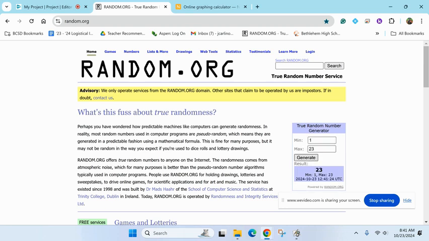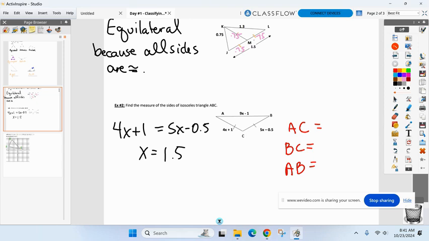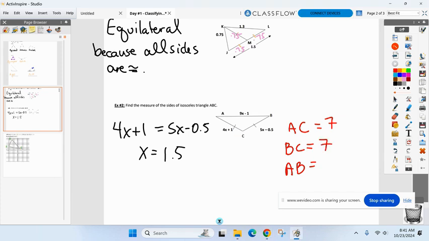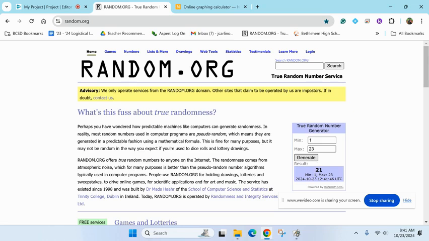Where am I going here? Rahan, AC when you have it? 7. 7, good, thank you. BC when you have it. Where am I going there? Jonathan? 7. I hope so, right, guys? We hope it's 7. Because it said it was isosceles with AC and BC being equal. And then AB, hopefully different than 7. Alex? 12.5. Got it.